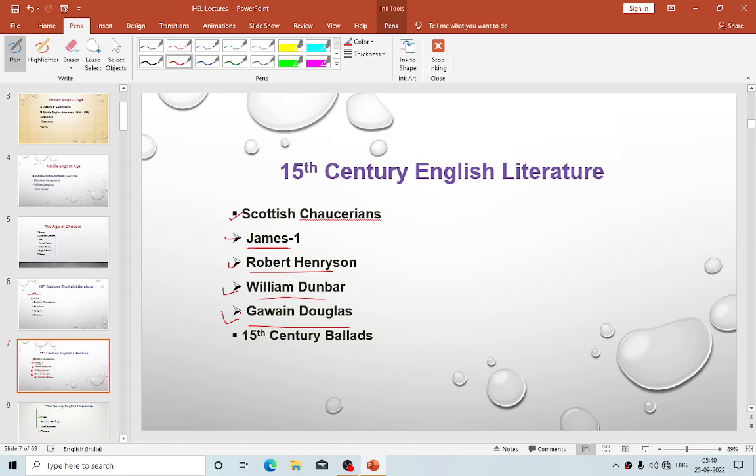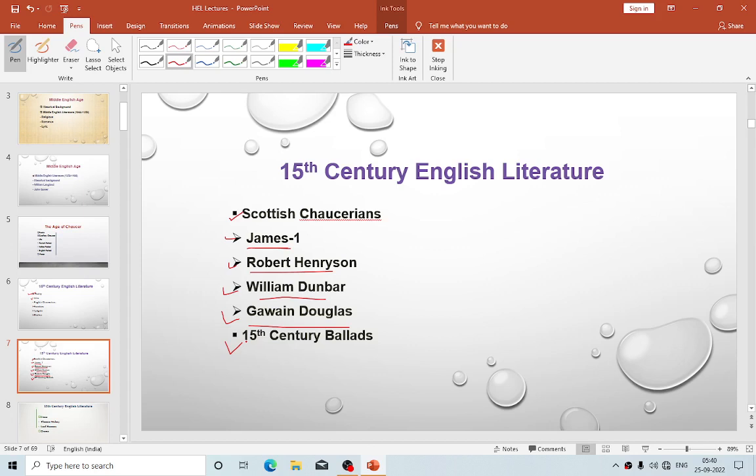So here Gavin Douglas is completed. So now we should continue with the 15th century ballads. Though the 15th century is poor in poetry, it is rich in what has been called unofficial poetry, and that unofficial poetry is called the ballads.